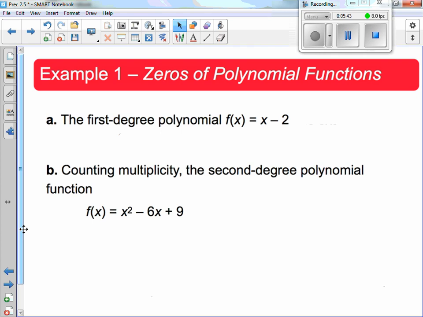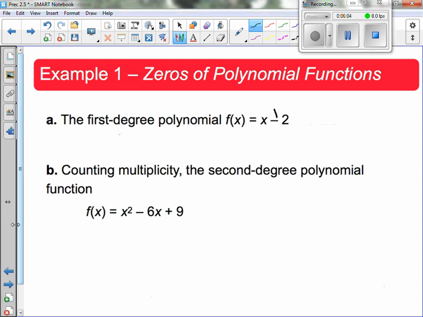A first degree polynomial is this here: f of x equals x minus 2. Because the exponent that is not written there for x is 1. It has an exponent of 1, we just don't write it in. It's x to the first power minus 2. This is degree 1.